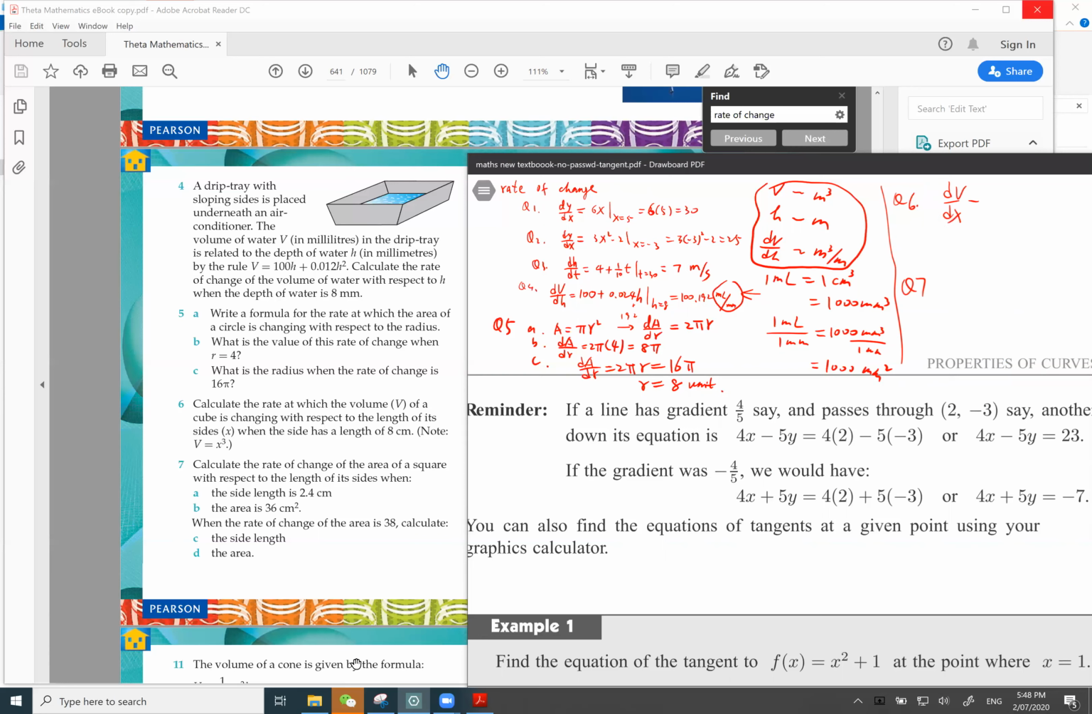dV/dx equals 3x squared and x equals 8. So 192. A, what's the unit? V is in cm cubed, so cm cubed over cm. You can say cm squared. This easy one, you can simplify it.